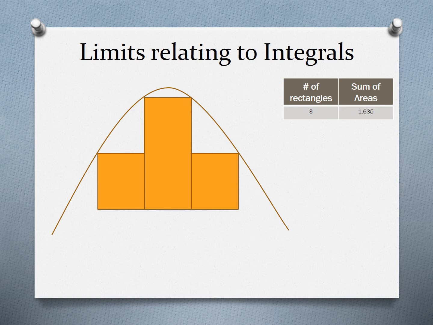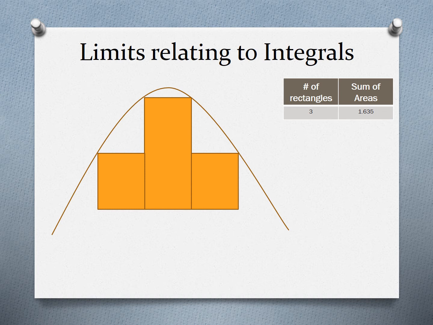Notice how underneath my curve, sketch curve, if you will allow me that, I have three rectangles. So imagine rectangles are measured in some units. I've measured these rectangles on their two-dimensional measurements, and I've calculated a sum of 1.635. So altogether, this orange space of rectangles is worth 1.635 square units of measure. So this is my area, the sum of my areas.